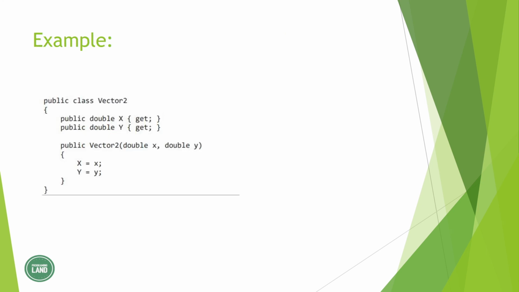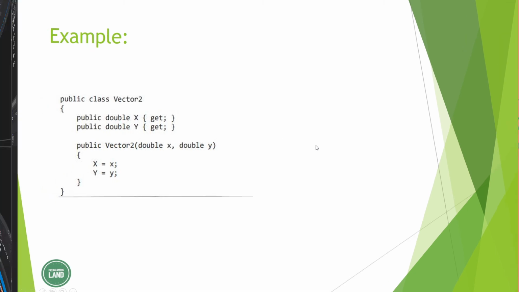Okay, you see here we have two variables, double x and double y, and here in our constructor we set a new value, and here you see there is no set, so you cannot change the value of these variables. Let's see in our program how we can do this.